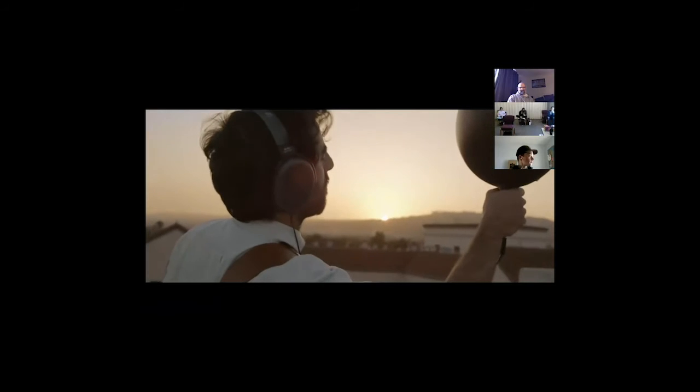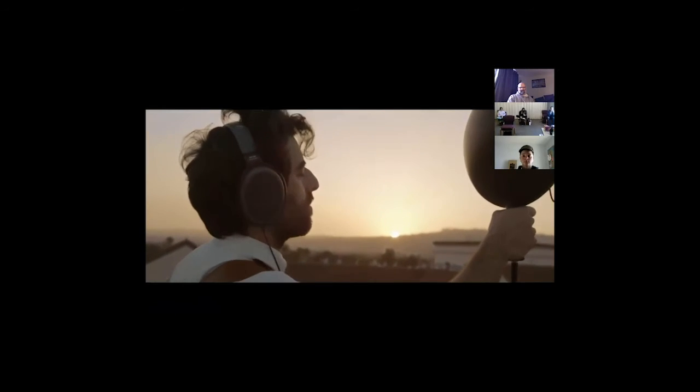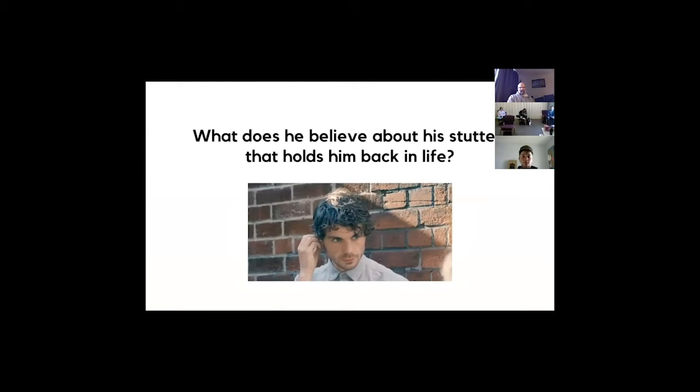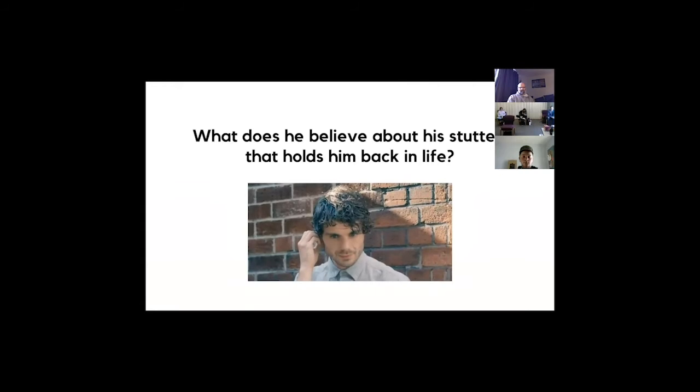There may be many characters in your story, but usually there will be one character that pushes the story forward more than anyone else. In this story, our main character is a man who stutters. His name is Greenwood. Greenwood's stutter is an external problem. But this isn't where the conflict of the story is. We need to give Greenwood some beliefs. What does he believe about his stutter that holds him back in life? We need to answer this question so we can begin to build strong story conflict.